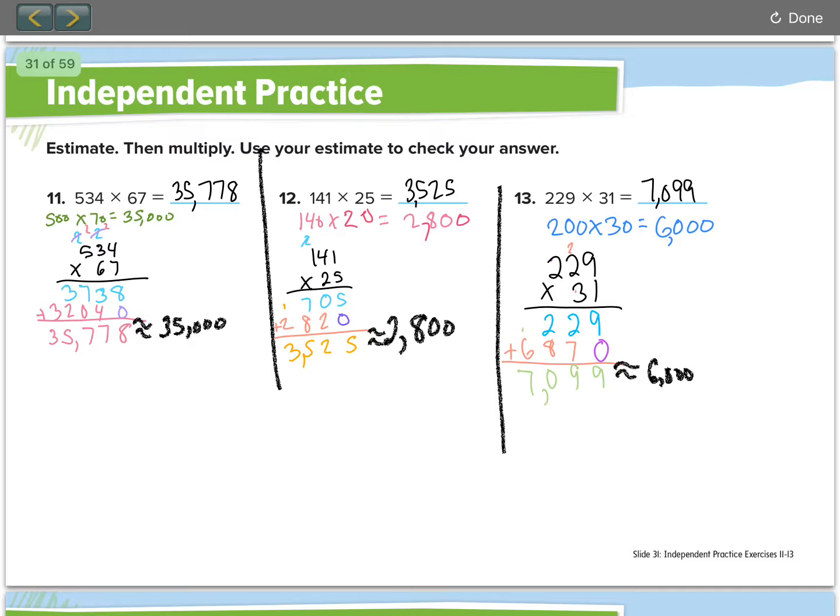Now I'm going to multiply 534 times 6. But before I do that, I have to place a 0 in the ones column because that 6 has a value of 60, not a value of 6. Now that I've got that 0 there, I can multiply by 6.